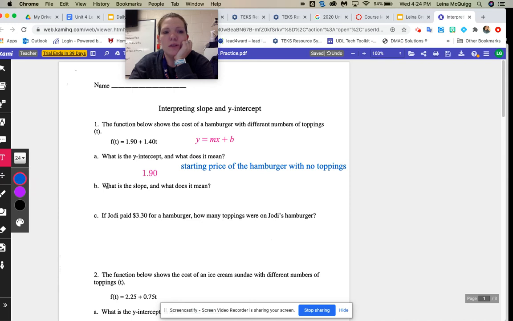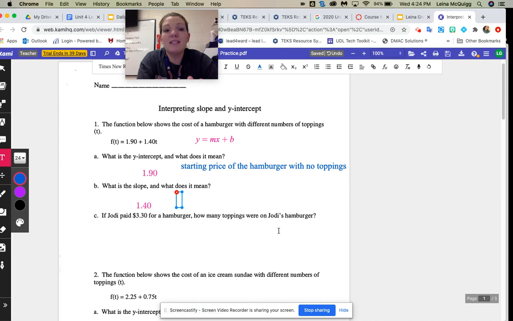What is the slope? Well, my slope is the thing that's with my variable. So that's 1.40. And what does that mean? Well, my slope is telling me, let me back up a step. t is the number of toppings. If I'm multiplying the number of toppings by 1.40, and I can increase or decrease the number of toppings, but I'm always multiplying it by 1.40, then 1.40 is telling me how much I'm paying per topping. So this is price per topping.